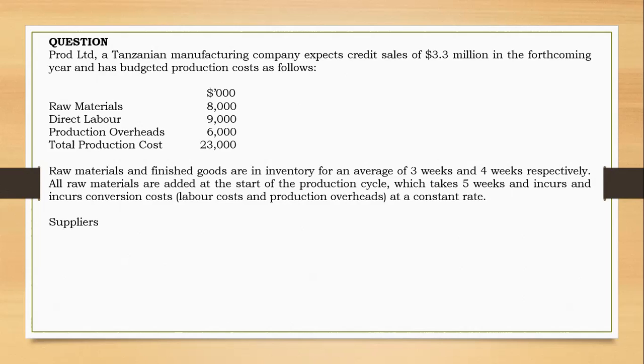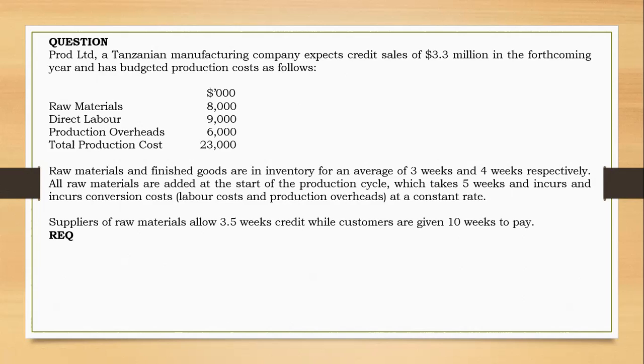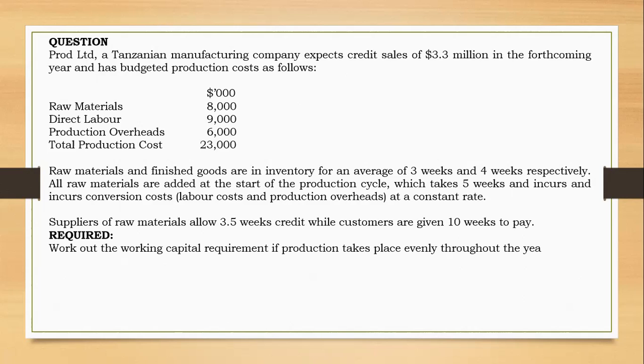All right, suppliers of raw materials allow 3.5 weeks credit, while customers are given 10 weeks to pay. These are suppliers of raw materials, not of finished goods. We are producing the goods ourselves. Required now: work out the working capital requirement if production takes place evenly throughout the year. What are we going to do? Let's just go to the solution and work out all this.